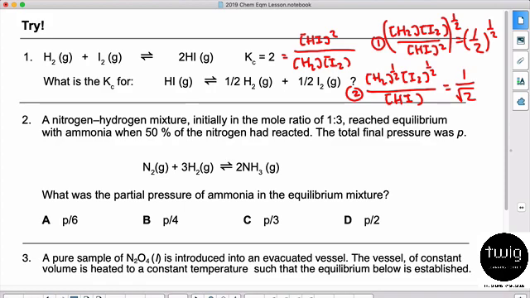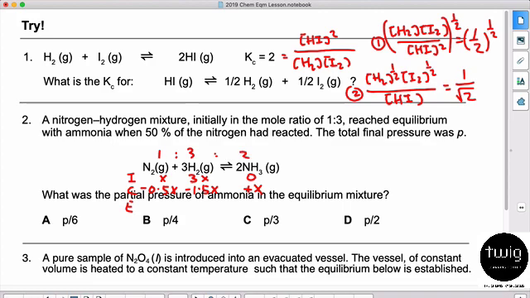I'm going to write down the ICE table very quickly. I started with x and 3x. Then they say 50% of nitrogen reacted, so minus 0.5x. The ratio is 1 to 3, so if minus 0.5x reacted, here it will be minus 1.5x. This one is plus x, since the ratio is 1 to 3 to 2.